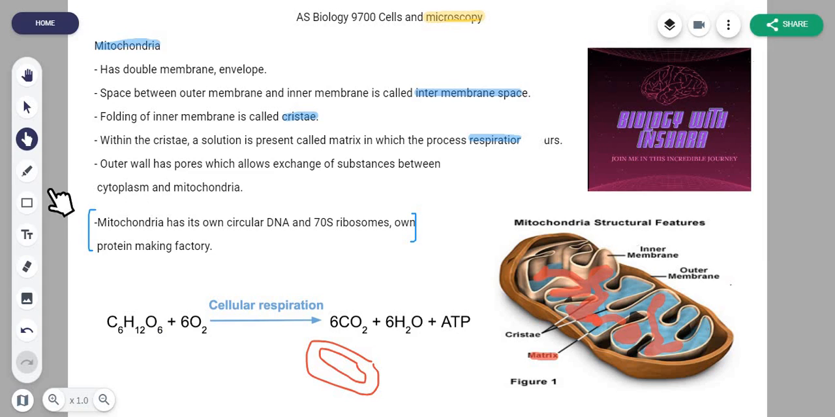So the outer wall here of the mitochondria has pores which allows exchange of substances between the cytoplasm and the mitochondria. Just like the nucleus had nuclear pores through which substances could enter and exit the nucleus, similarly, the pores in the outer membrane of the mitochondria allow substances to enter or exit between the mitochondria and the cytoplasm of the cell, of both an animal cell and a plant cell.